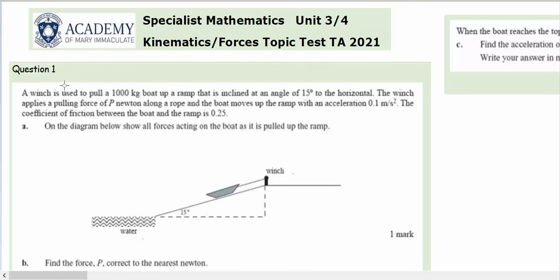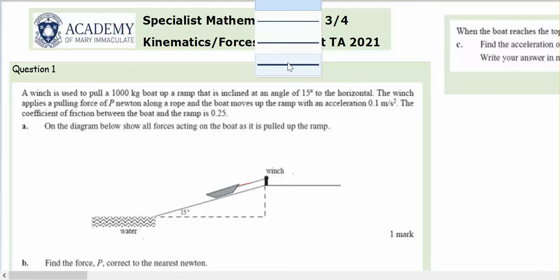Okay, so we have a winch. The winch is pulling up the boat. So here is the winch pulling the boat up the surface. The boat's 1,000 kilograms. It's inclined at 15 degrees. The winch applies a force of P on a rope. Okay, and there's friction. So the boat's going up the ramp.